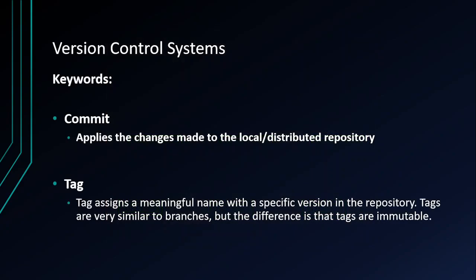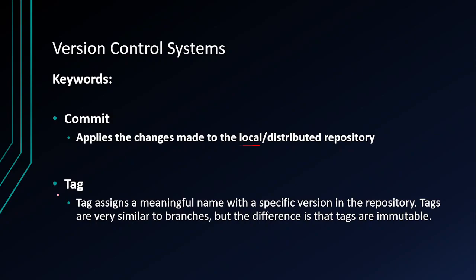Okay, so here are some of the keywords that you will be encountering when you are talking about version control systems. First is commit. When we say commit, this is applying the changes made to the local or distributed repository. Here ang istorya na to kay local. So ga-commit kita sa changes from the working copy to the local na repository.